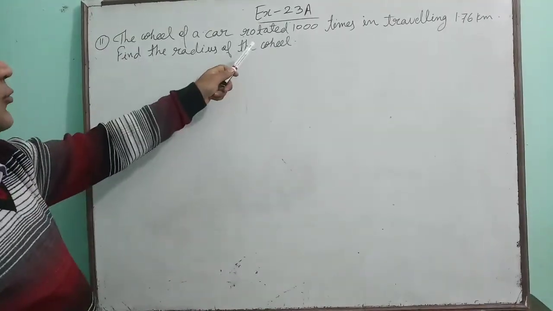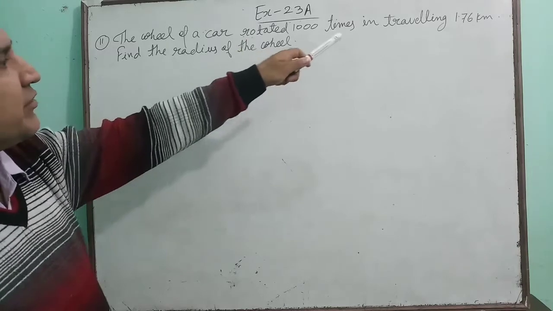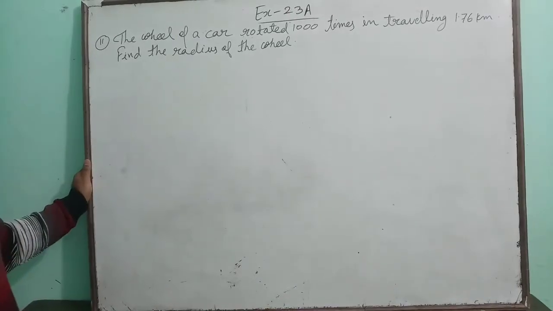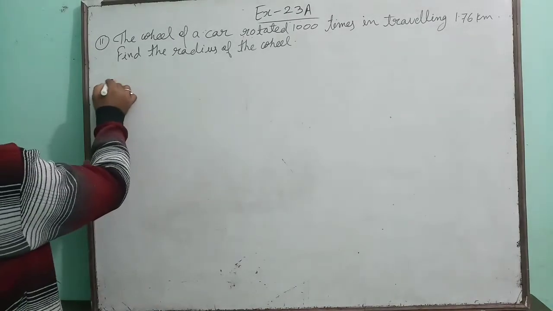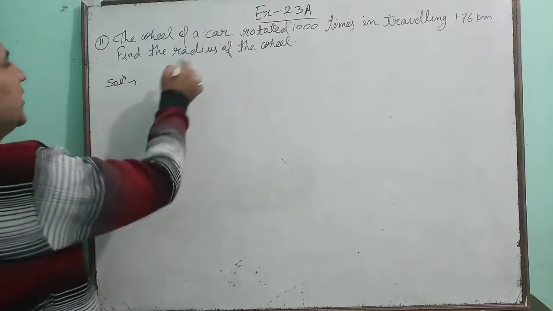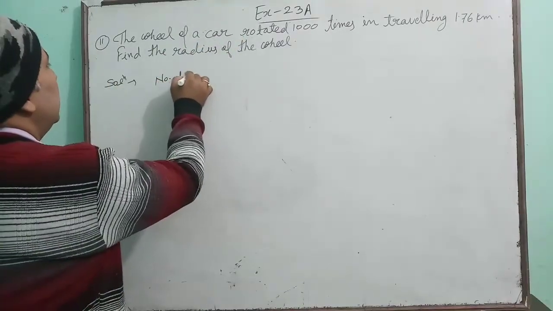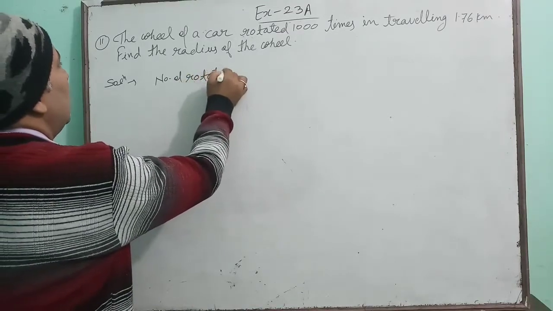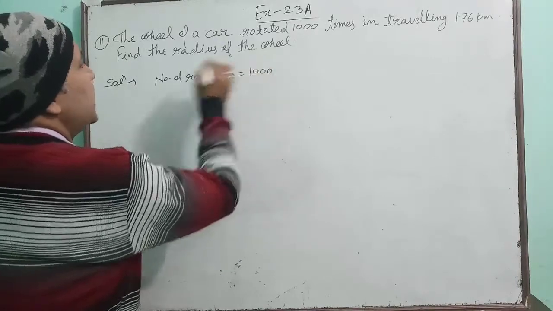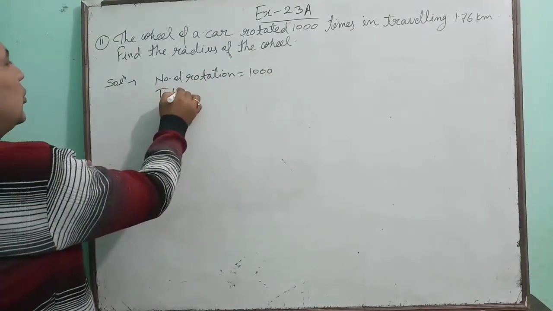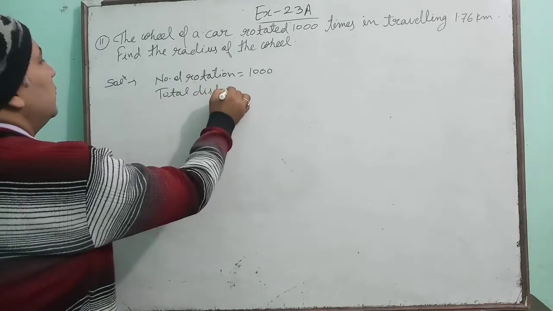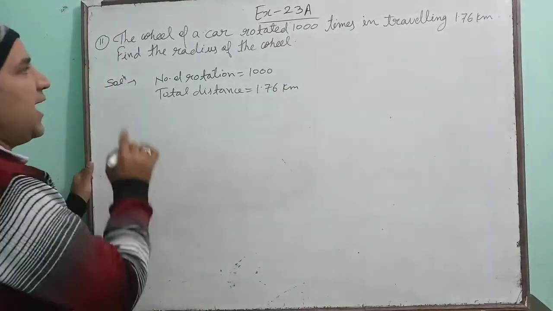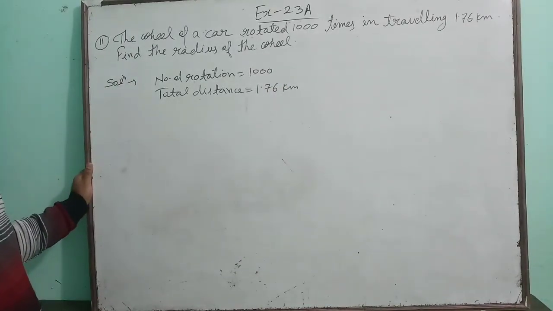The wheel of a car rotated 1000 times in traveling 1.76 kilometer. Then find the radius of the wheel. Children, in this question, total number of revolutions is given. Here the number of rotation is 1000 and total distance is also given. Total distance is 1.76 kilometer and question is asking the radius of the wheel.